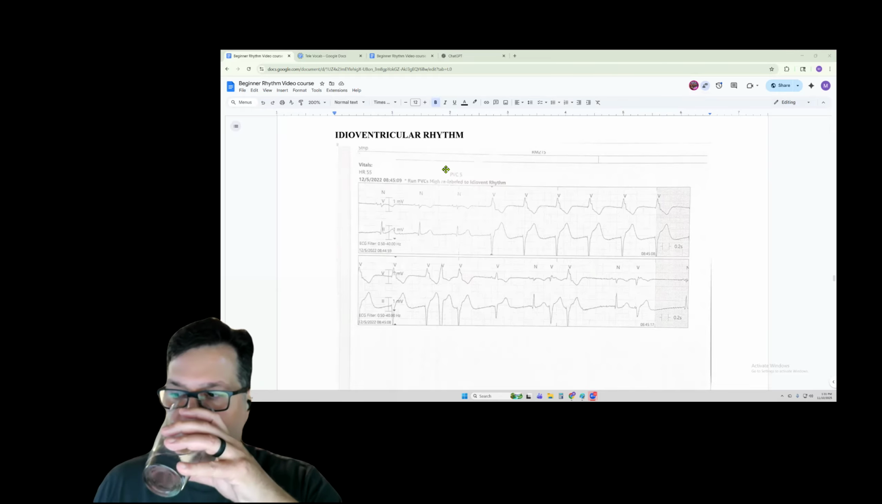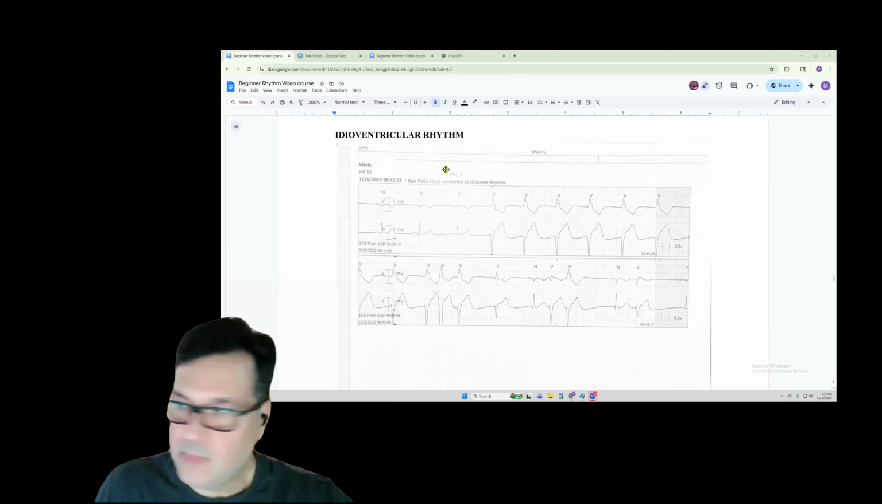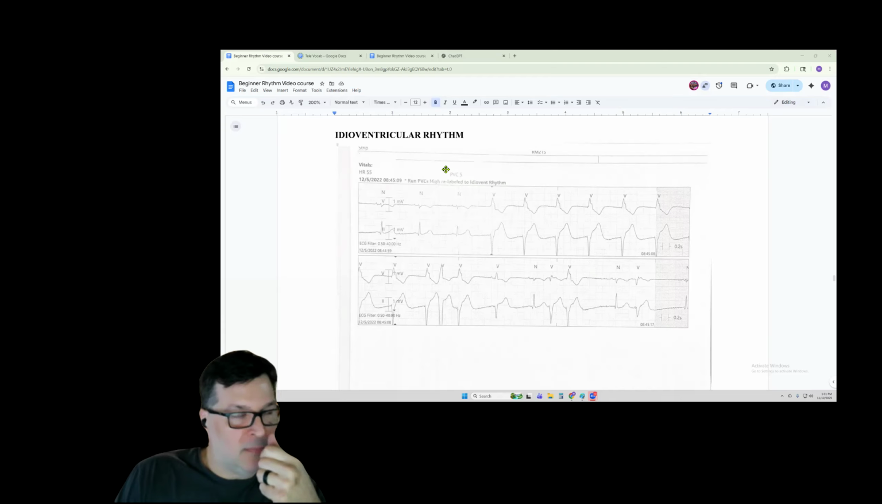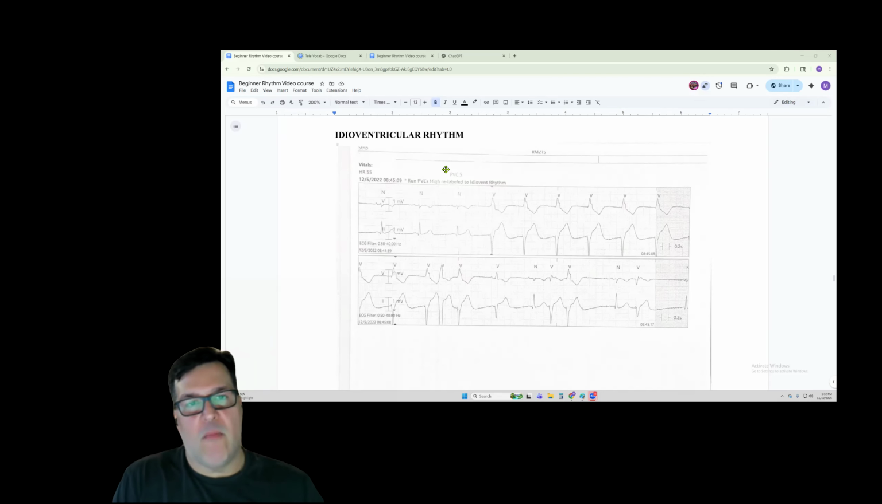I was trying, with this course that I'm doing, to look at different rhythms and label them what they were. And I was having a hard time understanding what makes it idioventricular. So I think now, after talking about the PACs and the PVCs and the difference between the excited cells, I'm getting a better understanding of it. So I think this makes sense.